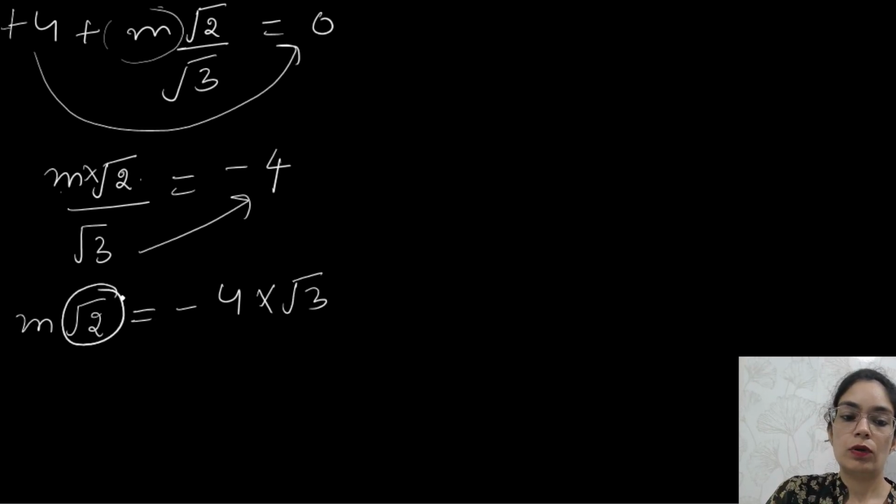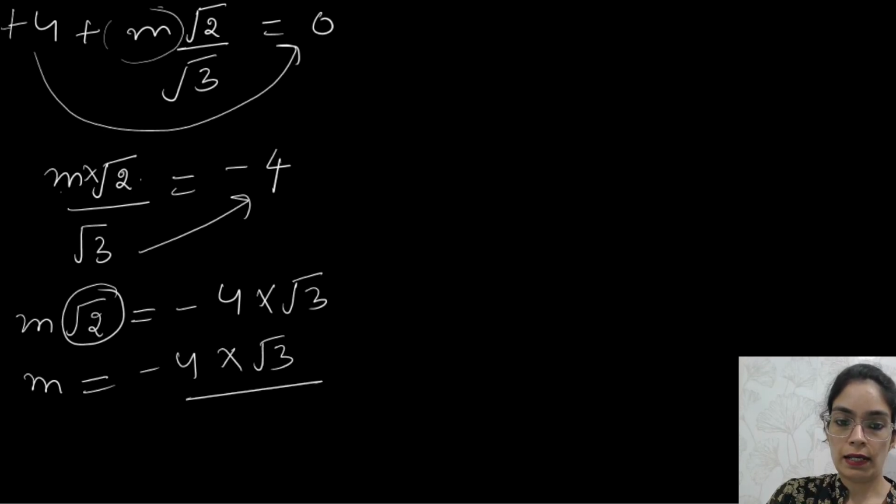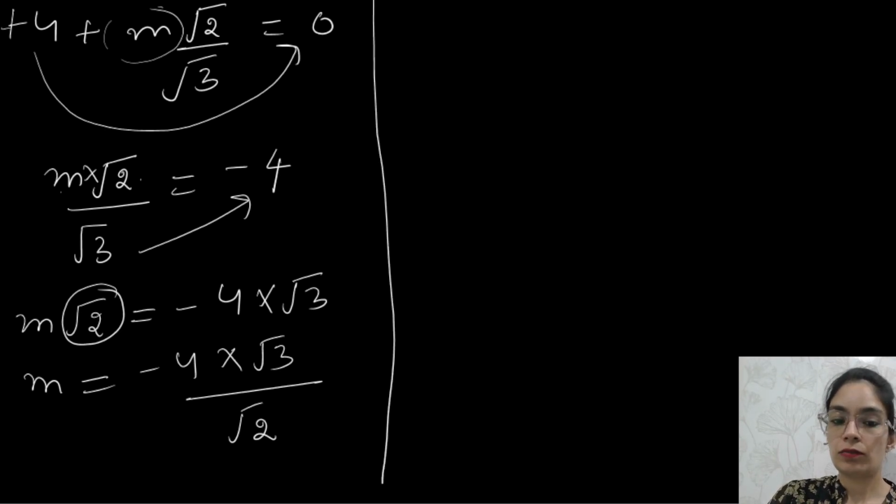Now this root 2 also will shift. Root 2 is getting multiplied, so when I am shifting it to the other side, it will get divided. So root 3 by root 2. Now how to simplify it to its simplest form? So m is equal to negative 4, and 4 I can factorize it directly.